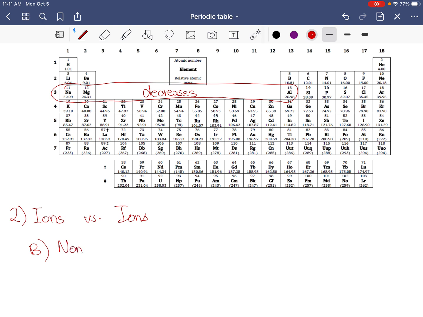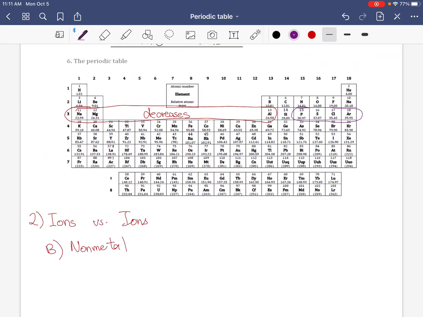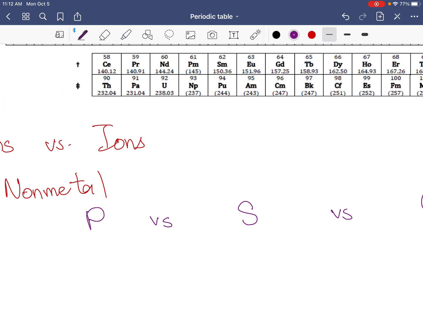This time we're looking at the nonmetals. We're going to look at these. Would it continue to decrease and decrease and decrease? I don't know. Let's find out. So let's do P versus S versus Cl, and let's put them into their ions. Oh, argon doesn't make ions. Why did I circle argon? That's ridiculous. All right, let's take a look at what kind of ions phosphorus is going to make.